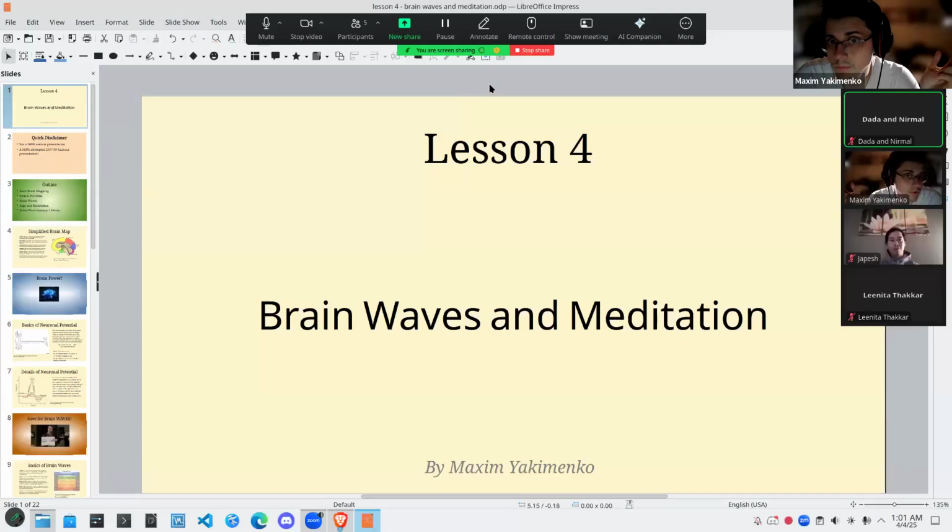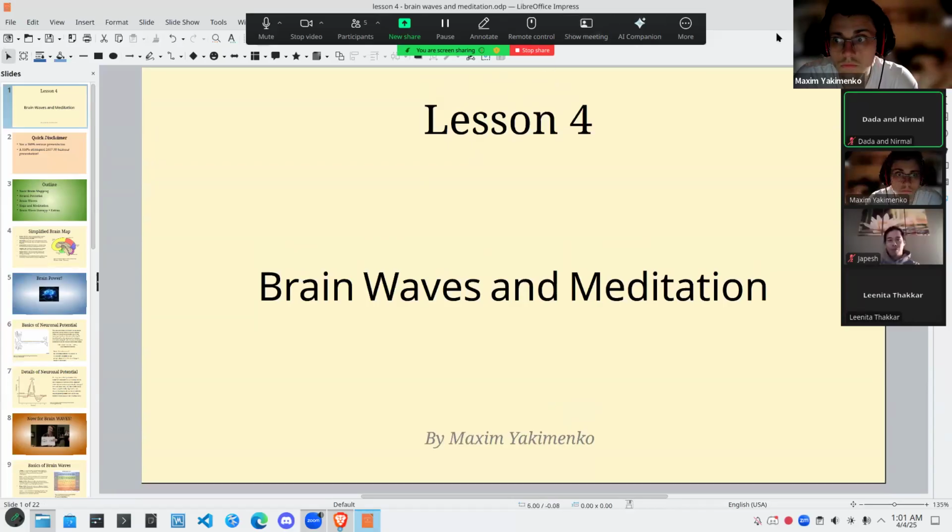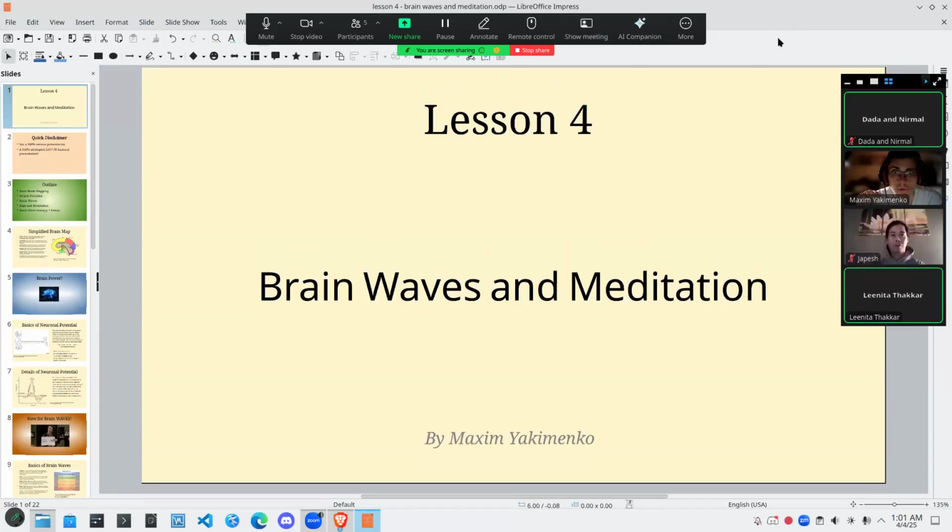System layout, docs. Does everyone see the screen? Everyone is seeing the screen correctly? Yeah, I can see. Perfect.